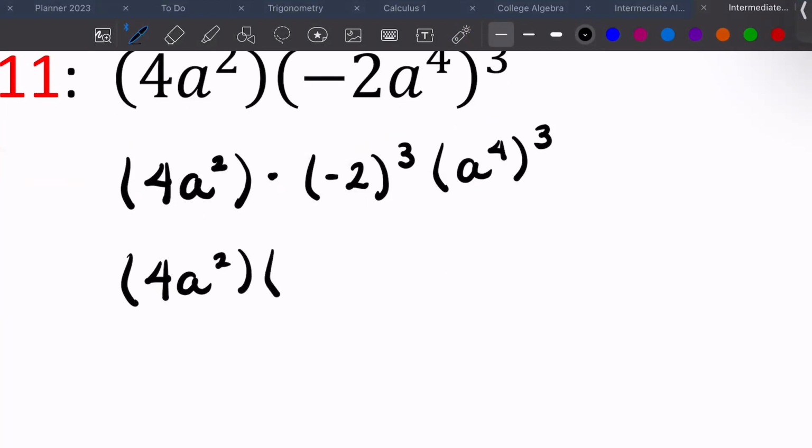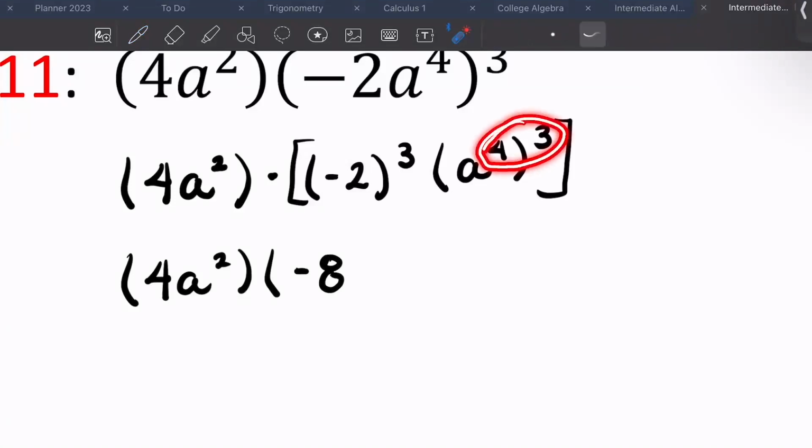Now I have, I want that all to be one thing. Okay, so -2 cubed is -8. And then we're multiplying our exponents here, right? That's the power rule. So a to the 12th.